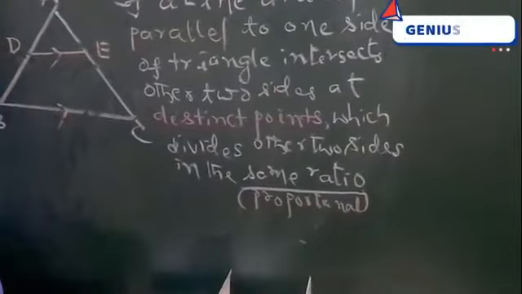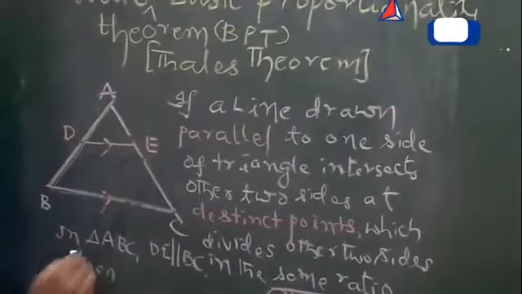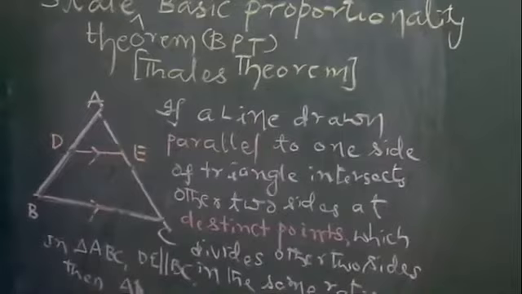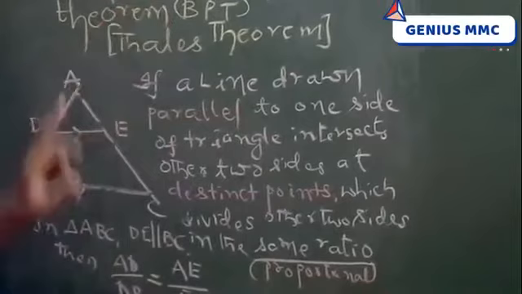See, first you write a diagram, next you write like this. This is initiation: in triangle ABC, DE is parallel to BC. Then AD by DB is equal to the other two sides, AE by EC. "State" means the statement is enough. "Initiate" means we write down the diagram and formula.